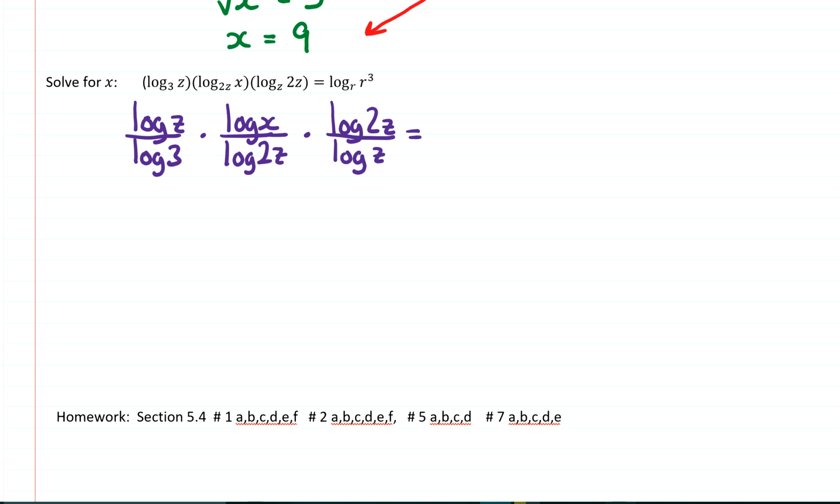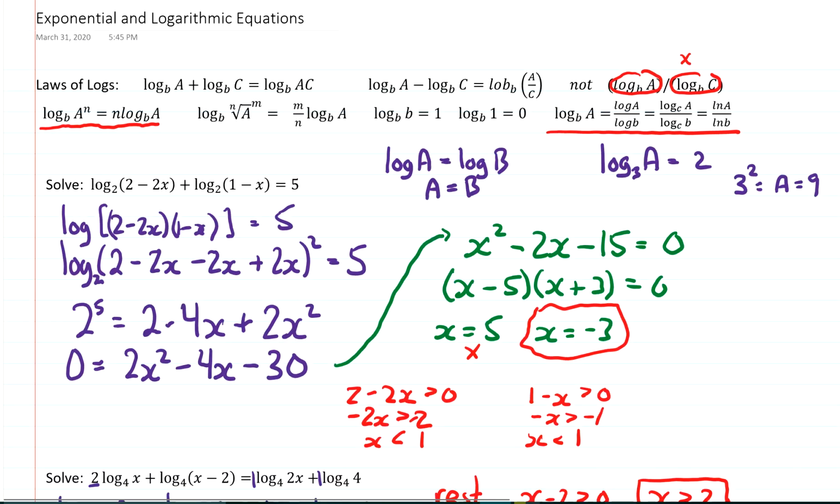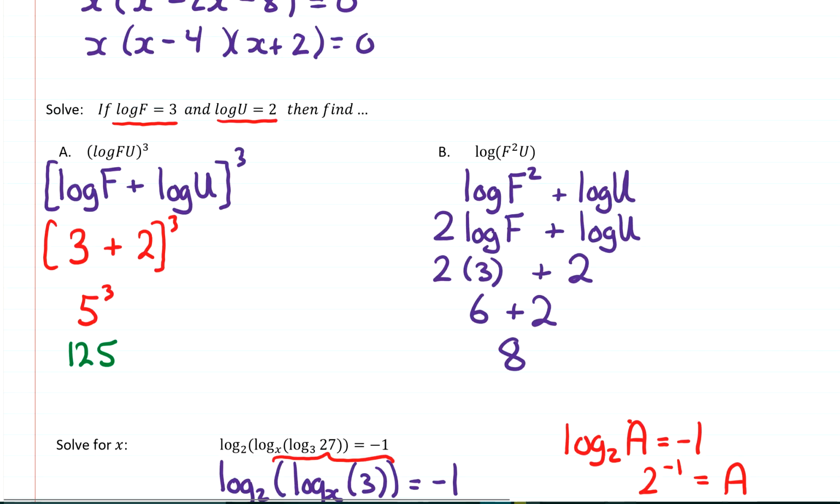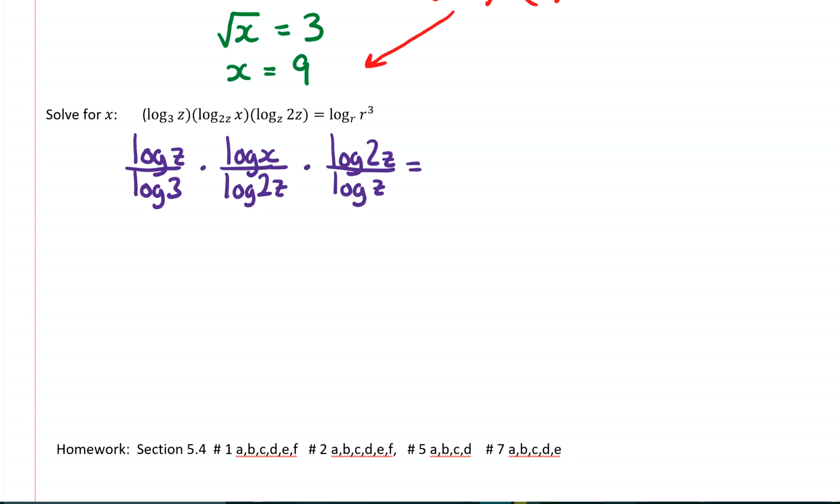And what's interesting on the right side here, if you have log base b of b, then that would have to equal 1. So down here, we've got log base r of r to the 3. So this really is 3 log base r of r. So log base r of r would be 1. So really this side would equal 3 here.